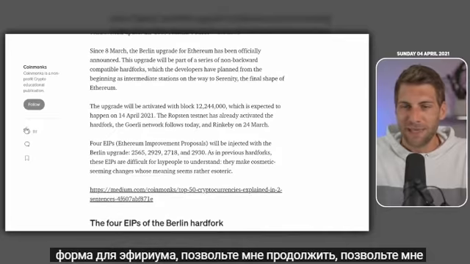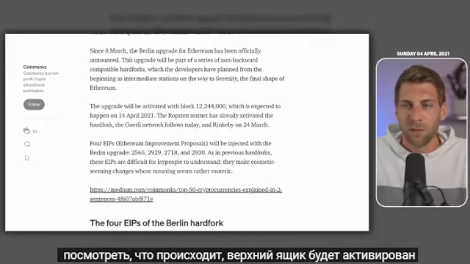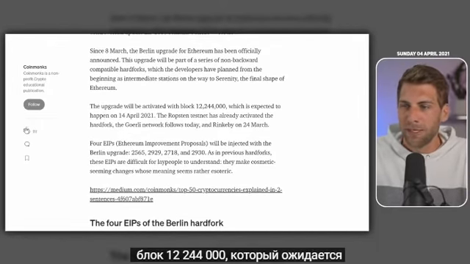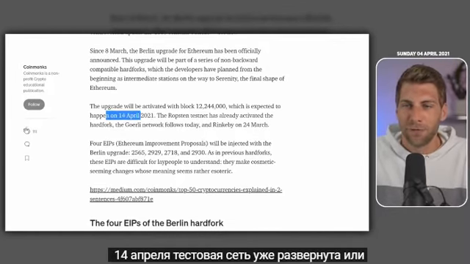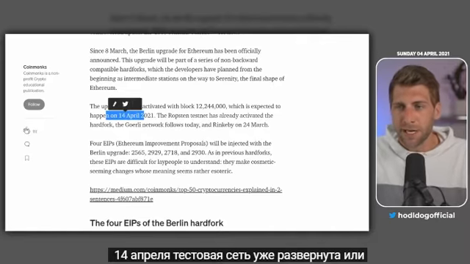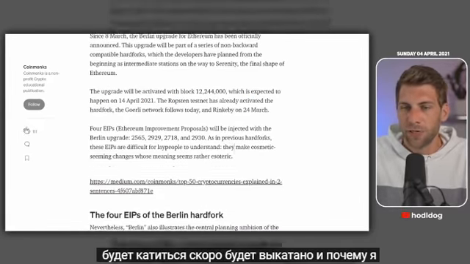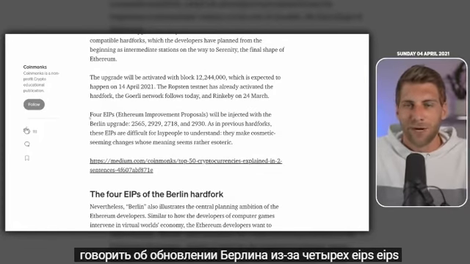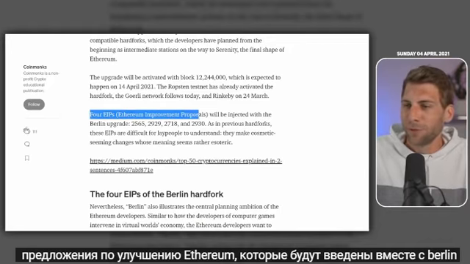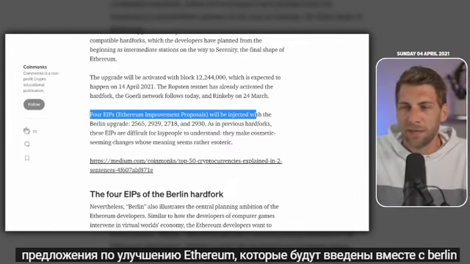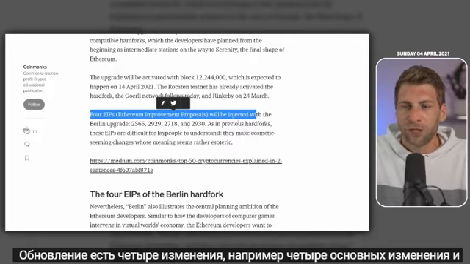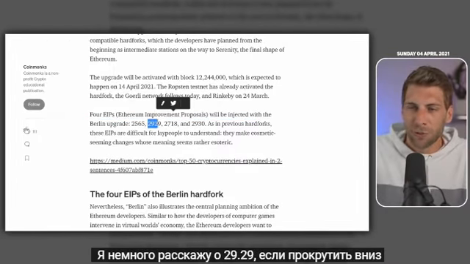So let me proceed, let me see what's going on. The upgrade will be activated with the block 12,244,000, which is expected to happen on the 14th of April. The testnet is already rolled out or will be rolled out shortly. And why I'm talking about the Berlin upgrade, because of the 4 EIPs. EIPs are Ethereum improvement proposals which will be injected with the Berlin upgrade. There are 4 changes, like 4 major changes, and I'm gonna talk a little bit about 2929.